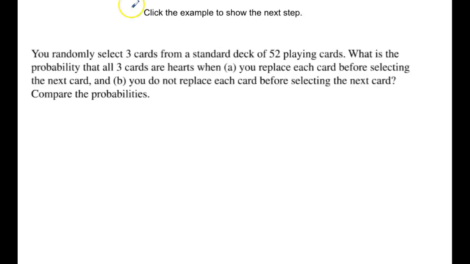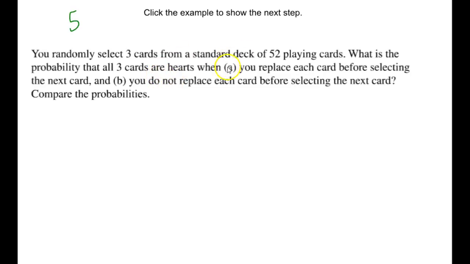So here we're going to look at our next example. This is going to be example number 5. I randomly select 3 cards from a standard deck of 52 playing cards. What is the probability that all 3 cards are hearts when, in the first part, I replace each card before selecting the next one, and then in the second part, I don't replace each card, and then I have to compare those probabilities. So first thing, let's think, am I dealing with independent events or dependent events?